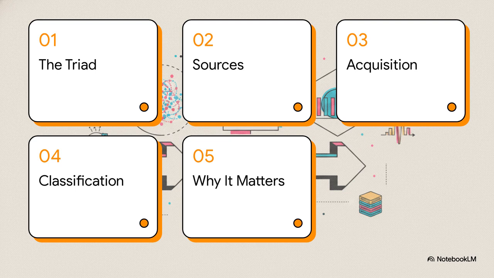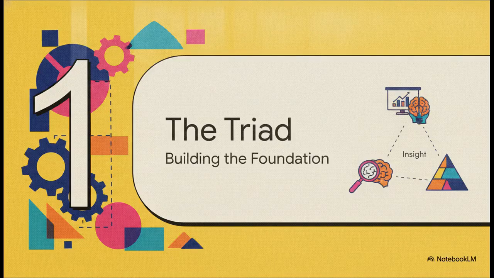Here's a quick look at our roadmap for today. First, we'll cover the data interpretation triad, then look at sources and the origin story, move on to acquisition and how we gather info, then classification to organize the chaos, and finally, wrap up with exactly why this triad actually matters. All right, part one, the data interpretation triad.